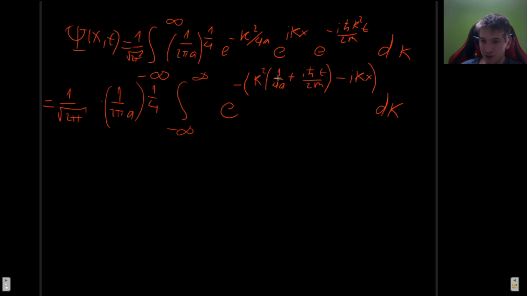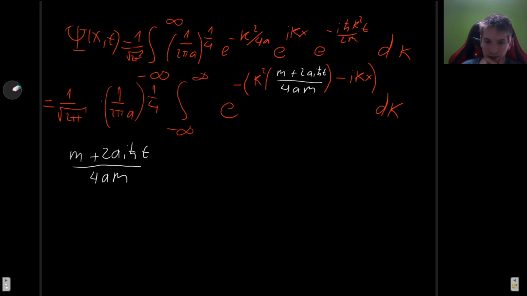Okay, so first things first, we are going to have to isolate the k squared. So in order to do that, let me now rewrite this. Just add these two fractions together. So we are going to get m plus, because we need to multiply this by 2a, so we get 2a i h bar t, divided by 4a m. That's going to be our exponent. I mean, this part of the exponent. So this is going to be m plus a i h bar t divided by m.